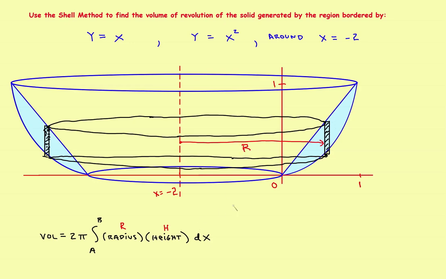Now the height of the shell, you need the height. The height is going to be this distance from here to here. So that's going to be the height. So you've got to find the radius and the height.